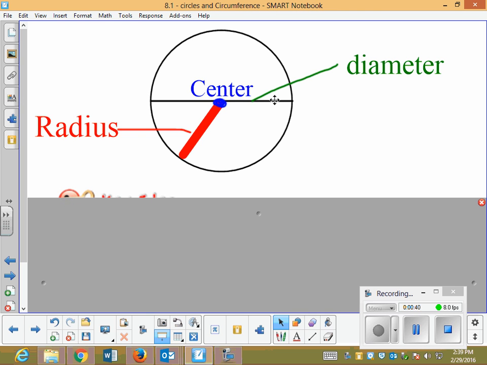This black line is called the diameter. It starts from one side of the circle and passes through the middle to the other side. It goes all the way across, but remember, it has to pass through the middle. That's called the diameter. Now, a radius is just half of a diameter. So we start from the center and go to the outside edge, and that's called a radius. It's half of a diameter.